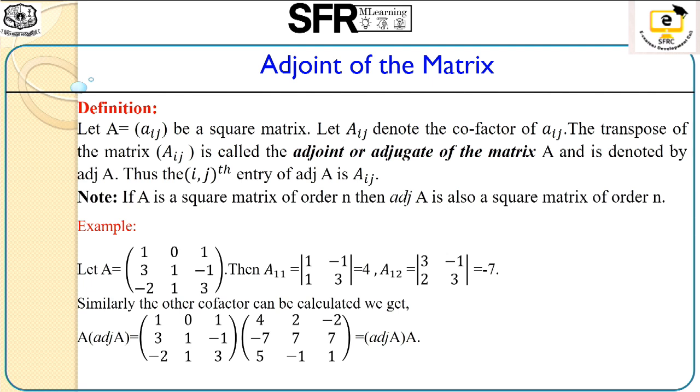I want to give one special note regarding this adjoint. If A is a square matrix of order n, then adjoint A is also a square matrix of order n. I want to give a small example regarding this adjoint. I'm taking a 3 cross 3 matrix A. Then we need to find the minors and cofactors of this. I'm giving simply A11 and A12 as a cofactor and minor for this. I need to find the adjoint of this matrix. Similarly, the other cofactors can also be calculated. We get A into adjoint of A, I am deriving here. It is the same as adjoint of A into A.